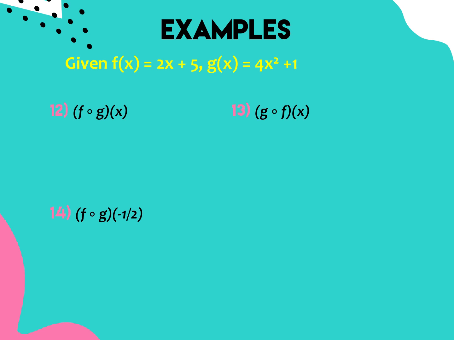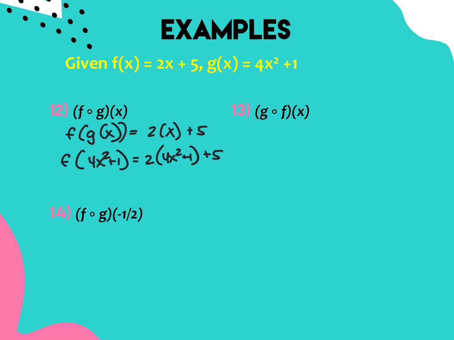Again, here's some more examples. So f of g of x. I know that f of x equals 2 times x plus 5. So if I plug g of x in here, I know g of x is 4x squared plus 1. So this is going to be 4x squared plus 1 in here. I'm going to distribute my 2, 8x squared plus 2 plus 5, and it equals 8x squared plus 7. So there's my solution.